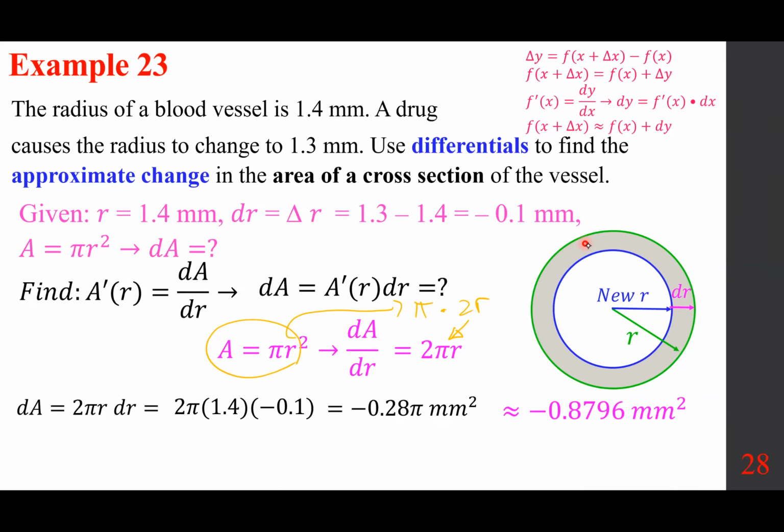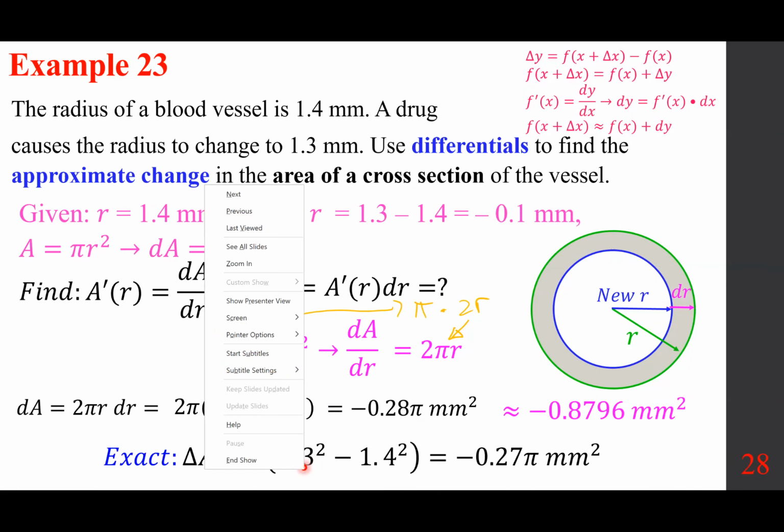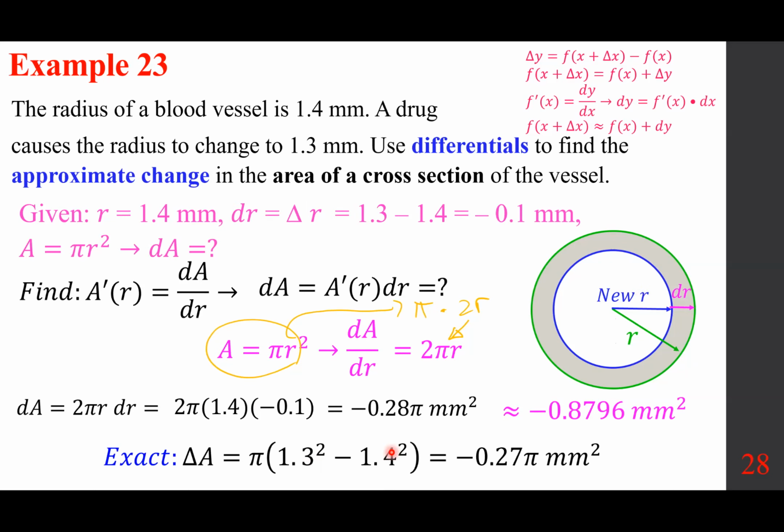So the exact is delta y, or in this case delta A, pi r squared. This is 1.3, the small one, and then minus pi r squared again, the larger one is 1.4. I factored out the pi. And as you can see, this is pretty close to what we got here.